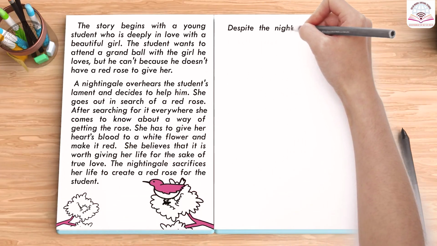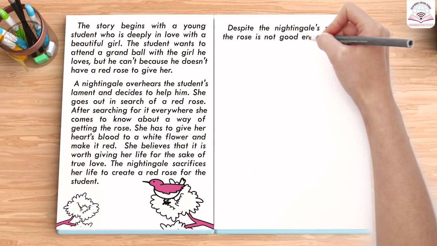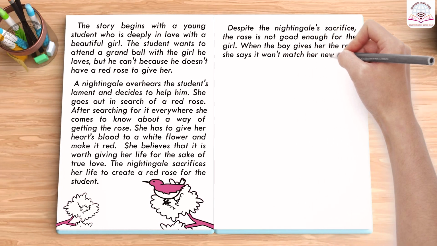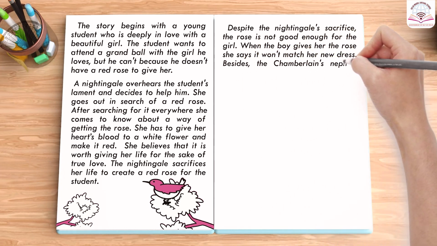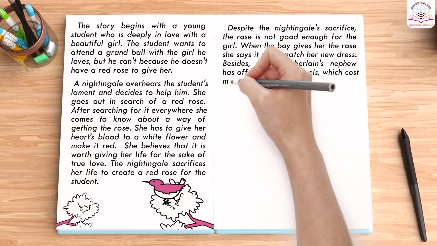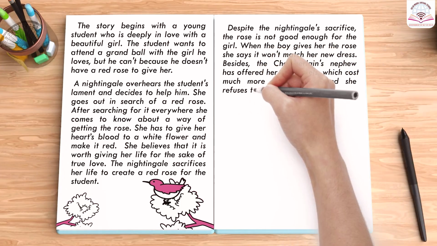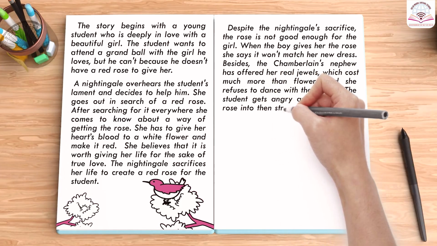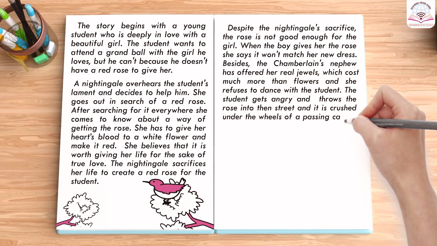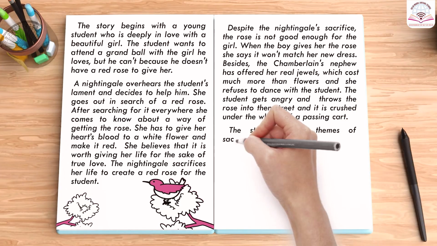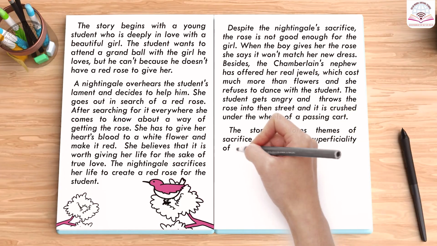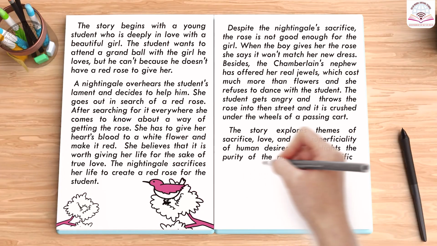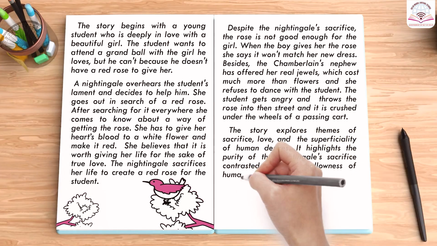Now, despite the nightingale's sacrifice, the rose is not good enough for the girl. When the boy gives her the rose, she says it won't match her new dress. Besides, the chamberlain's nephew has offered her real jewels which cost much more than flowers and she refuses to dance with the student. The student gets angry and throws the rose into the street and it is crushed under the wheels of a passing cart. The story explores themes of sacrifice, love and the superficiality of human desires. It highlights the purity of the nightingale's sacrifice contrasted with the shallowness of human desires.